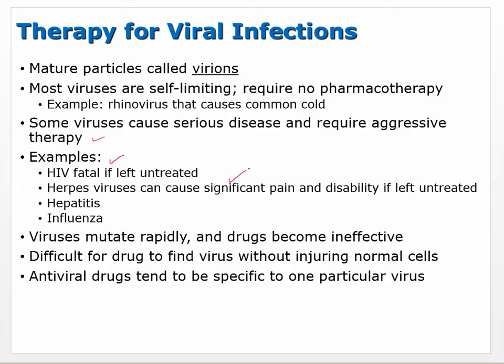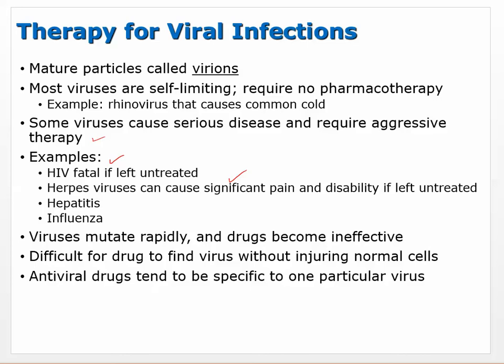Herpes virus: there are treatments like acyclovir for herpes viruses. Herpes virus can cause significant pain and disability if left untreated, even meningitis. Hepatitis is another virus, or can be viral. Influenza, and we've all heard of influenza, the flu. Viruses mutate rapidly and drugs can become ineffective. It's difficult for the drug to find the virus without injuring normal cells. Remember, these viruses live inside the cells, but they also have to travel to infect other cells, and that's where HIV treatments come in. Antiviral drugs tend to be specific to one particular virus.